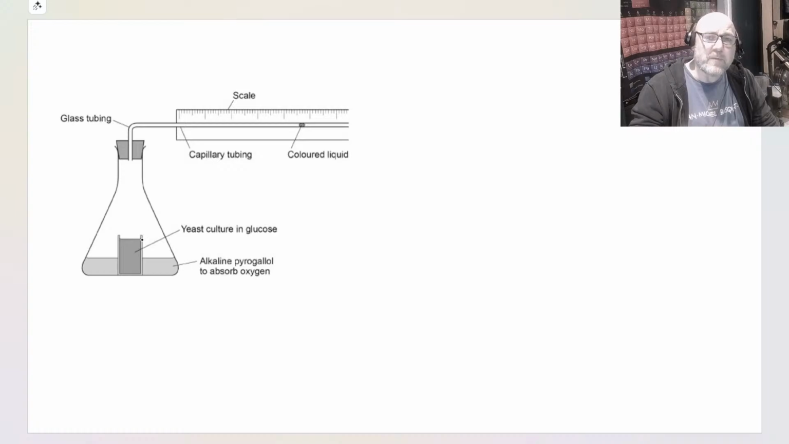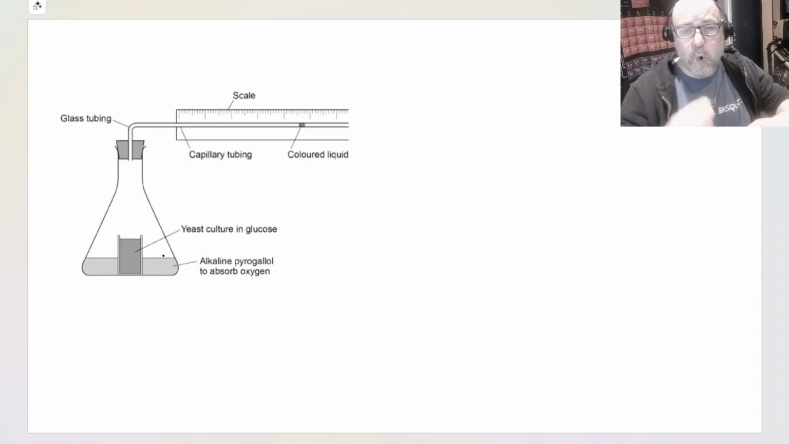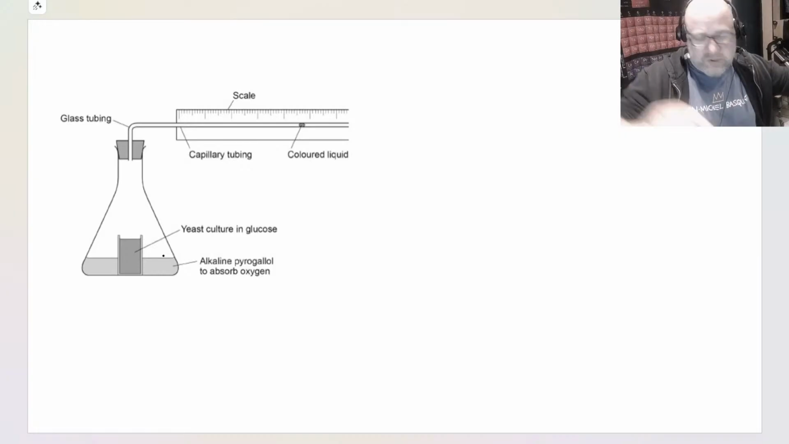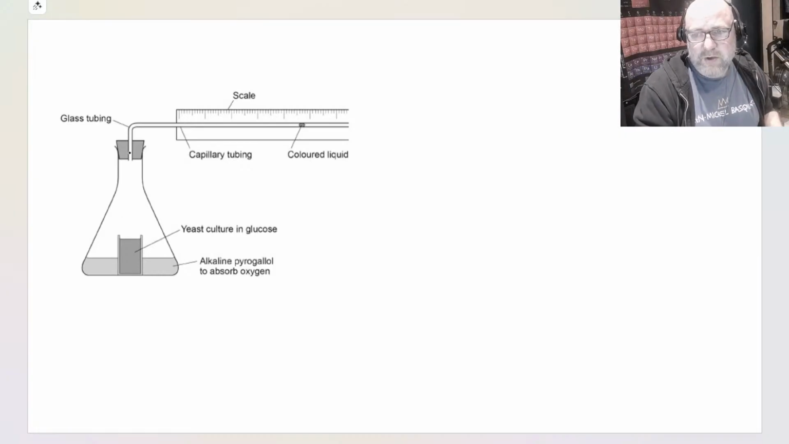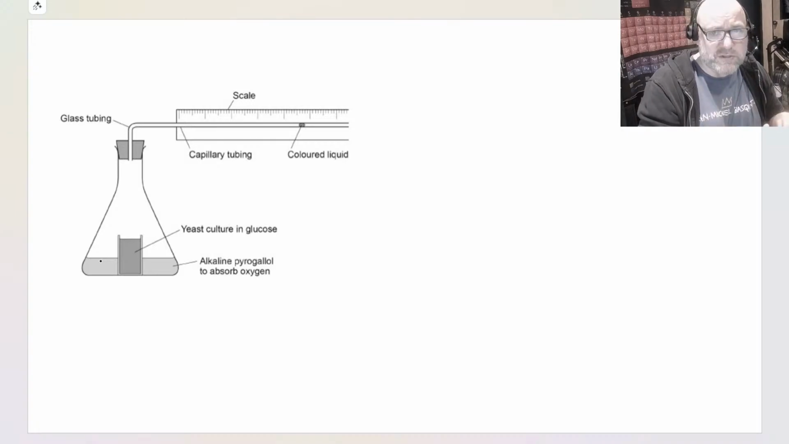Some of you will do anaerobic respiration practicals, and what they often do is put coloured liquid in a tube. They do this more with aerobic, but you've got your glass tube, you've got your bung, you've got your yeast in here. Now yeast, like plants, can do aerobic or anaerobic respiration. If you want to investigate anaerobic, you need to remove all oxygen from in here. You can't just put the bung in. We actually use alkaline pyrogallol to absorb oxygen. So they put liquid in here that sucks all the oxygen from the atmosphere.